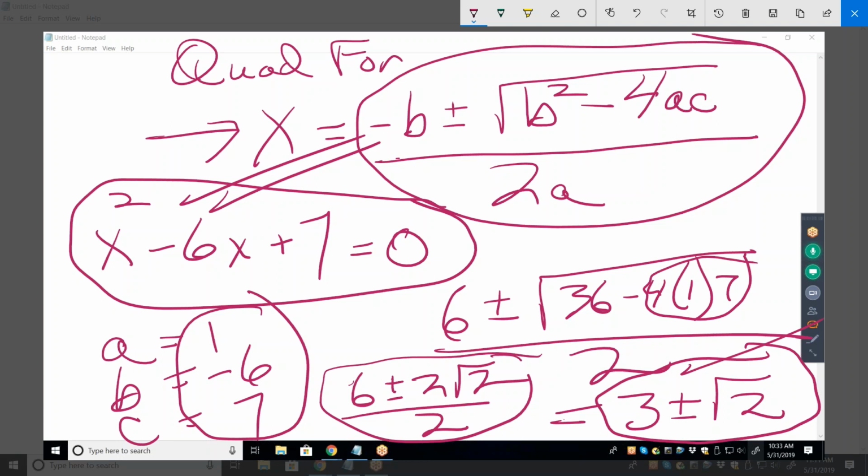But if this is 3 plus or minus 1, then my answers are 4 and 2, right? And that's what it would be if I go back and change that back to an 8 and apply the quadratic formula to it. I would have gotten 3 plus or minus 1, which were the two answers, 4 and 2. So both of them will always give you the correct answer.